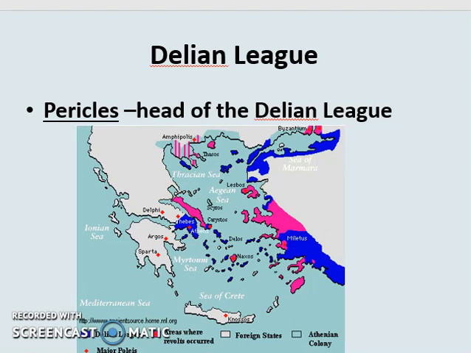And the leader of the Delian League ended up being Pericles. He is one of the leaders in Athens, and he is going to be the one who's kind of in charge of this Delian League. He's also the one who leads Athens in a golden age, which will come at this point in history prior to or before the war that we are going to talk about next, and that will be covered in the next video.